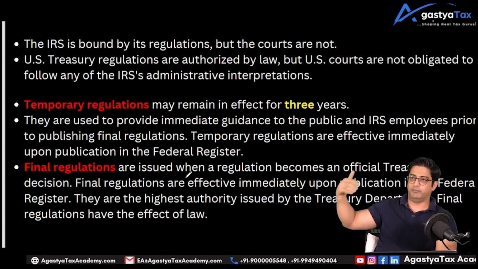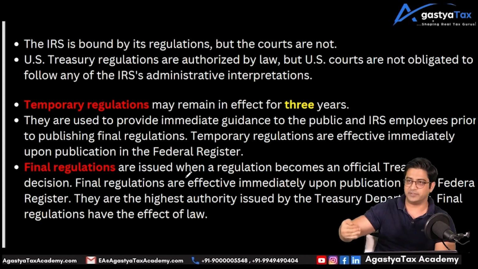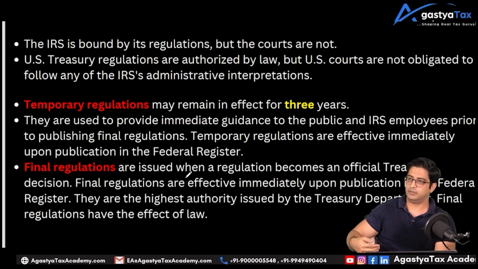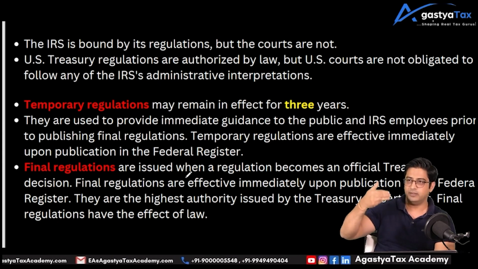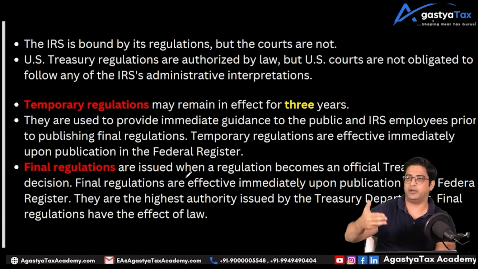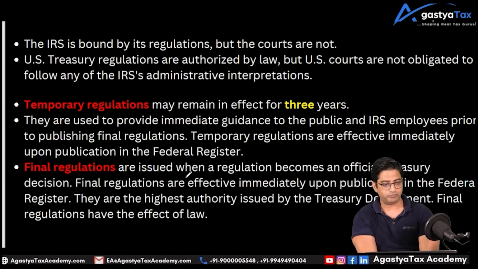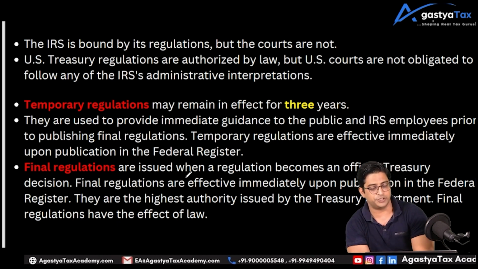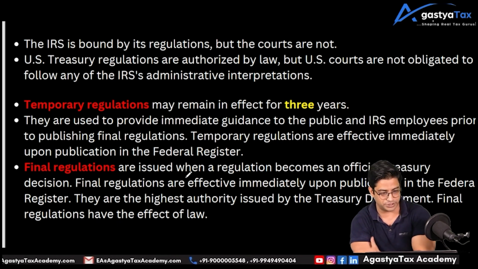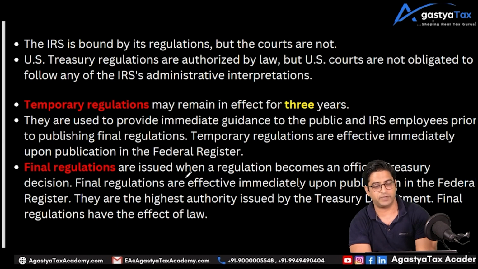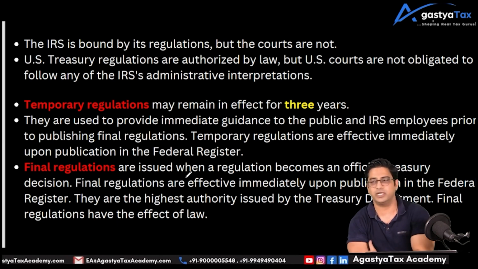Initially, before making it permanent, that's a sequence they'll follow. First proposed, then temporary, then final. Temporary will be for 3 years. They'll understand in these 3 years what is happening. So the final regulations are issued when the regulation becomes an official treasury decision. Final regulations are effective immediately upon publication in Federal Register.